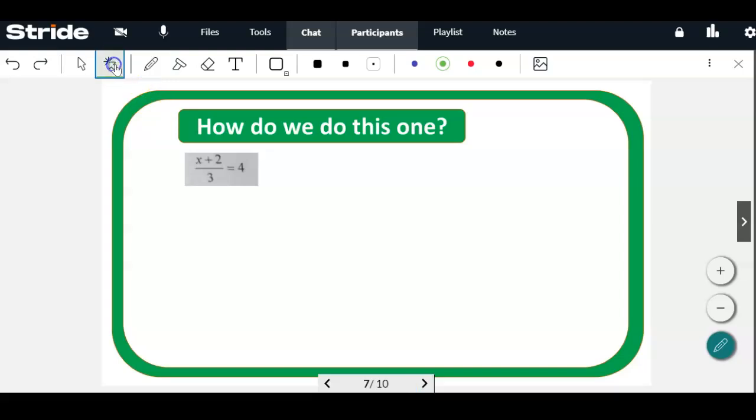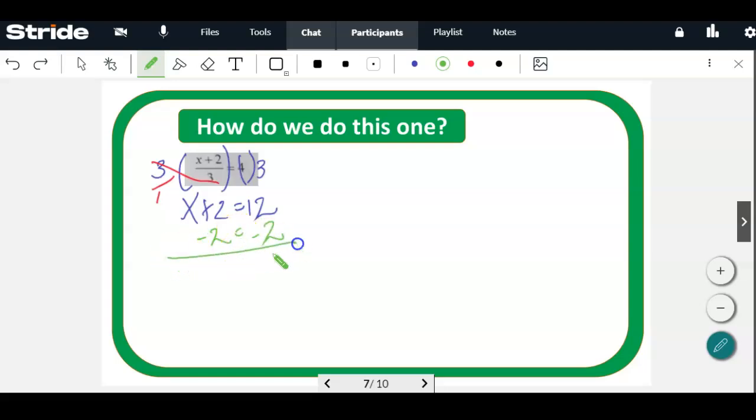So how do we do this one? Now, let's go ahead. I want you to just look at the steps, take notes. This shows division. The opposite is to multiply. So we're going to multiply both sides by 3. The 3's cancel here because this is like 3 over 1. So we're left with x plus 2, and then 4 times 3 is 12. And then minus 2 on both sides. X is equal to 12 minus 2 is 10.